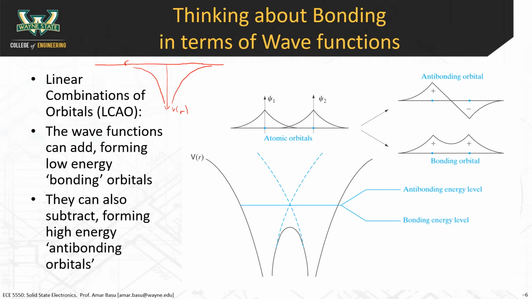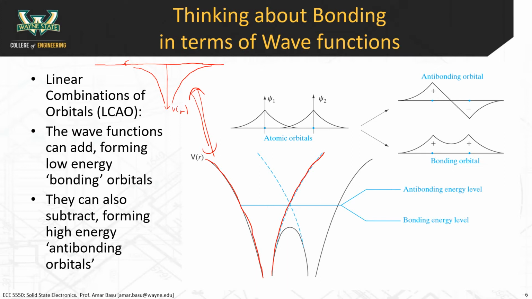Okay, so this is showing a V of R again. Now I'm going to draw this out here. Wherever I'm showing in red here, this is the potential function for a single atom. All right, so this is the same thing that I've shown here. That's for a single atom.